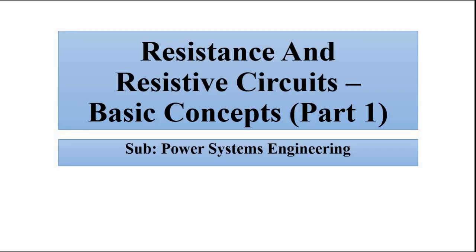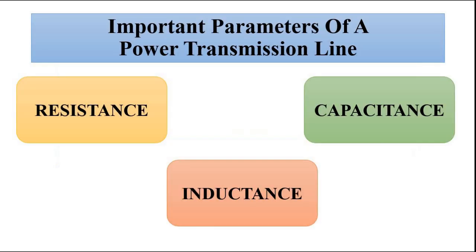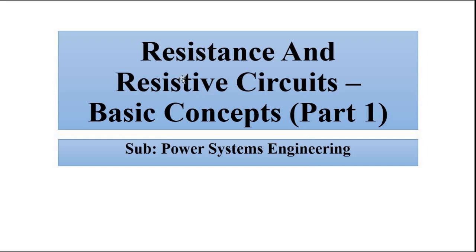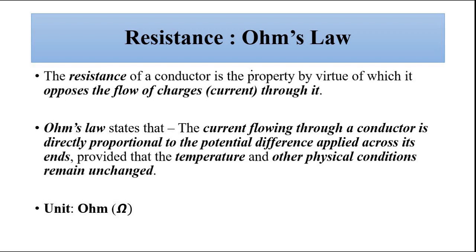We'll be starting with the first important parameter of a power transmission line, which is resistance. The basic concepts related to resistance and resistive circuits, that we'll be discussing. Starting with the very basic concept, in a quick manner, not going into the detailed nitty-gritty of it, just to give you a brief idea about these basic concepts, so that when we discuss the parameters of power transmission line in a detailed manner, you will not have any confusion.